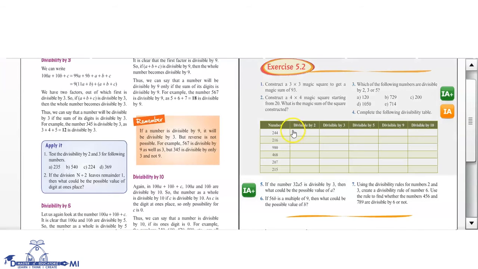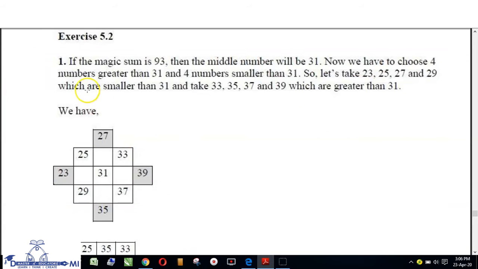Hello everyone. Today we are on exercise 5.2 of the chapter Playing with Numbers. And question number 1 in this exercise is: construct a 3x3 magic square to get a magic sum of 93. So let us move to the solution of this problem. We have the solution for question number 1 on page number 15 of the study material.